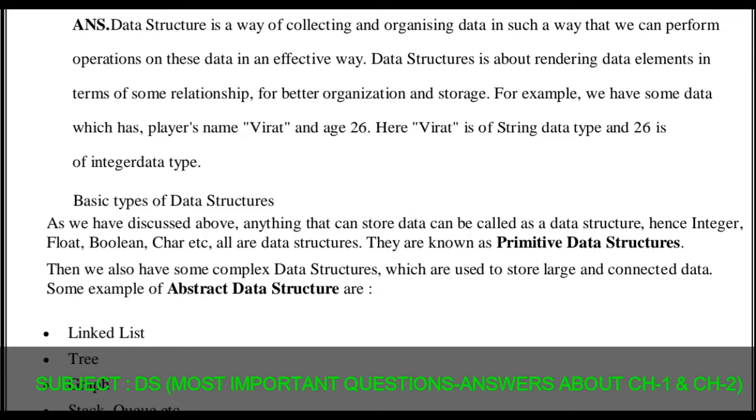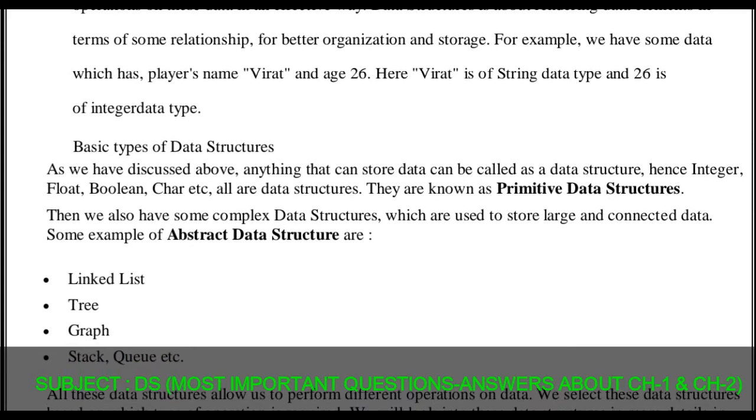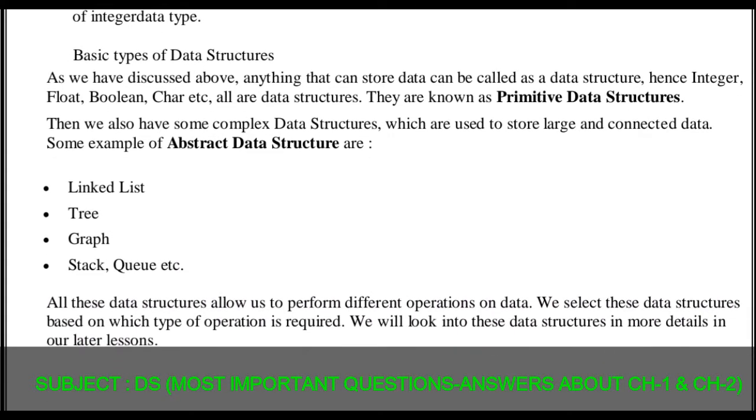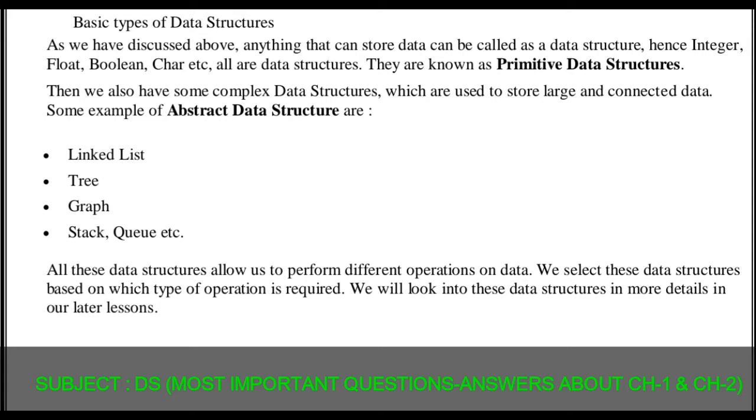Once again, which data types are called primitive data structures? Integer, float, boolean, character, etc. are all known as primitive data structures. Then we also have some complex data structures which are used to store large and connected data. Examples of abstract data structures are linked list, tree, graph, stack, queue, etc. All these data structures allow us to perform different operations on data. We select a data structure based on which type of operation is required. We will look into these data structures in more detail in later lessons.